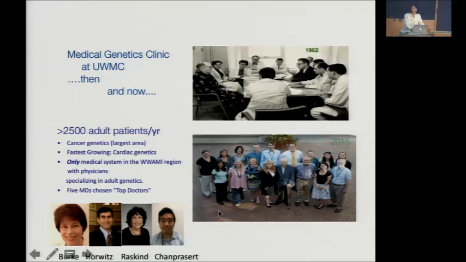Today, this is the group in clinical medical genetics that sees patients within our clinic. The clinic has grown to see over 2,500 patients per year. Cancer genetics is our largest area; over half of the consultations we see are for cancer genetic indications. The fastest growing area is cardiac genetics. And importantly, we are the only medical system in the entire WWAMI region which has physicians who are board certified in clinical genetics. And 5 of our attending physicians have been chosen as top doctors in Seattle Magazine.